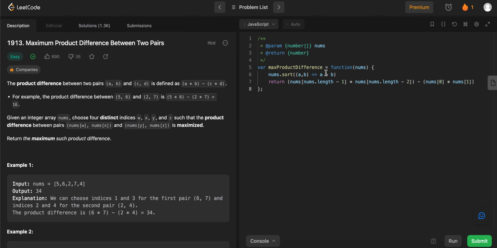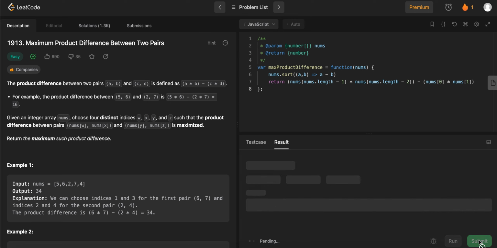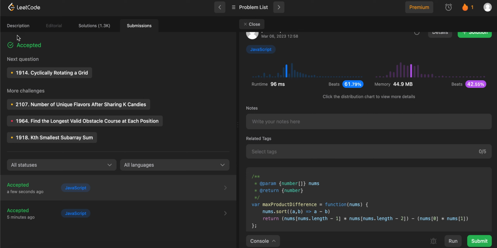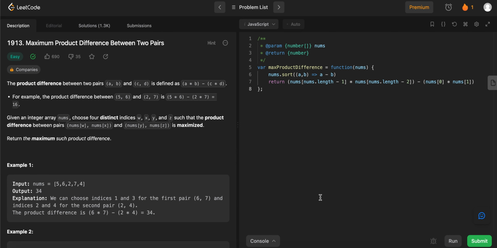So that's basically sorting the array, putting it in order from smallest value to largest. Then we're taking the last two values in the array, multiplying them together, and subtracting the product of the first two values in the array. So assuming I've typed this all correctly and there's no errors, if we submit, yep, there we go. So there you have LeetCode number 1913.